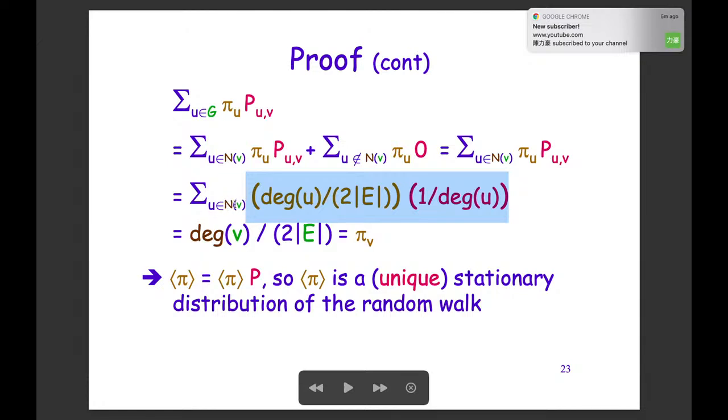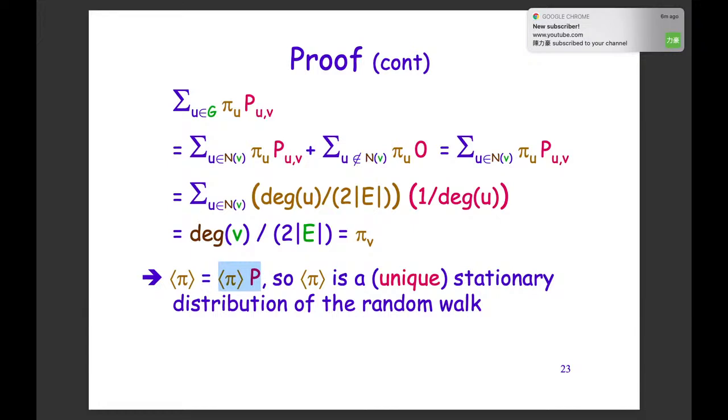There are the number of neighbors of V terms here. So each of them contributes 1 over 2e. So in that case, it is degree of V divided by 2e, and then this is pi V. This formula does not specify which V or which U we are talking about. So for any vertex V, pi V will remain the same after one more step, and so pi is equal to pi P, and it is a stationary distribution.